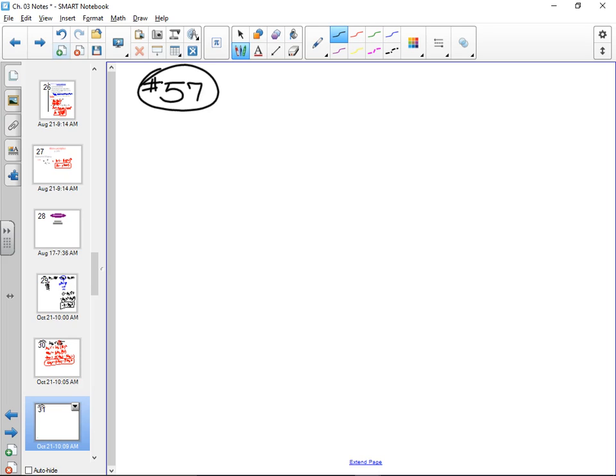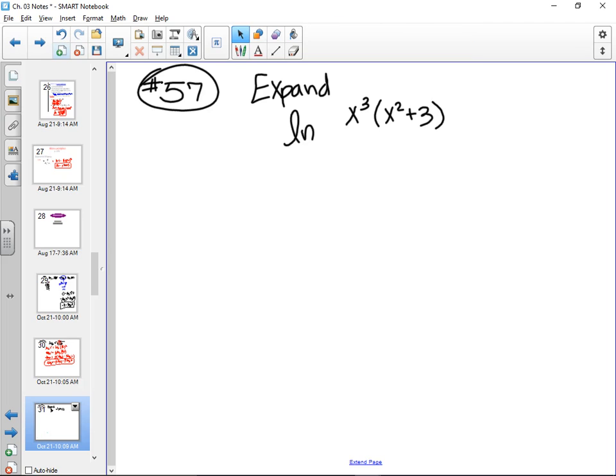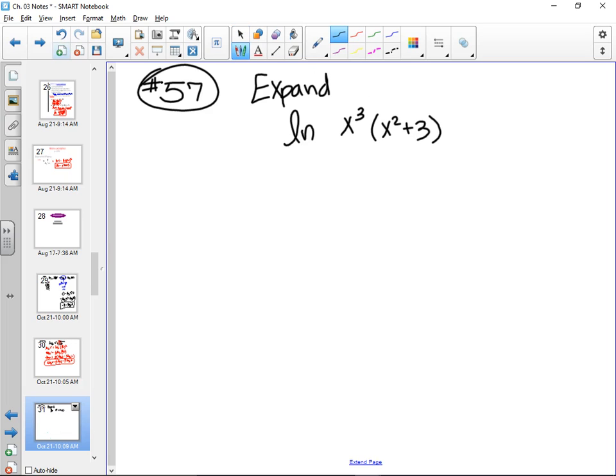What's the question? Expand. So we're expanding again. What's my expression that we're trying to expand? X to the third, you multiply that by parentheses x squared plus 3. And that's inside of the fourth root. Yeah, like that. Is there anything else? No. Okay, just checking.